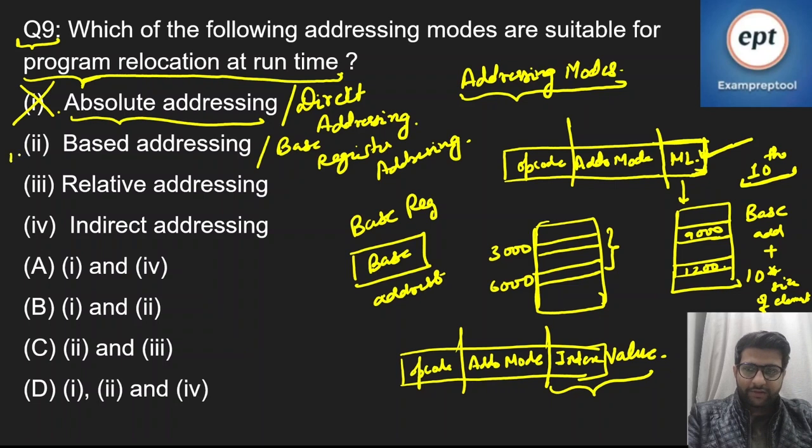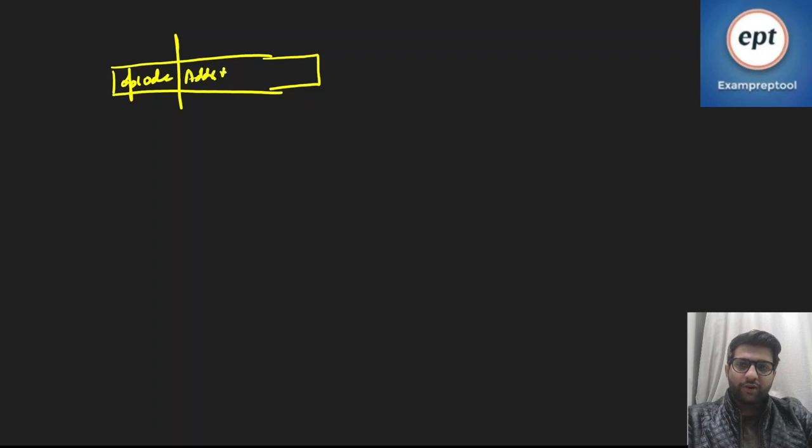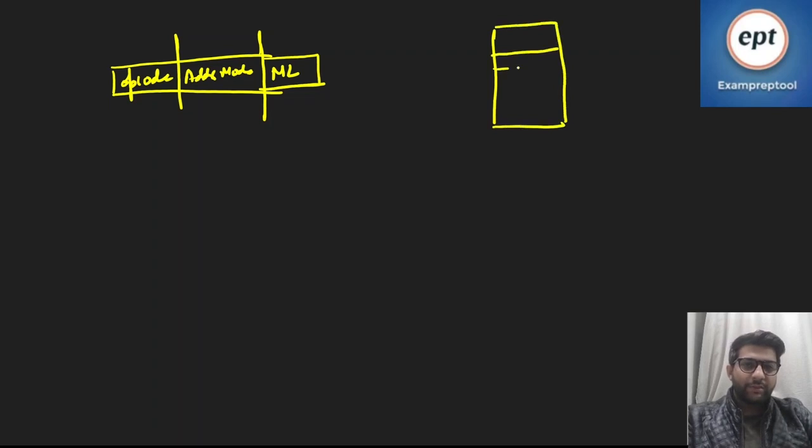So this is correct. The fourth option is indirect addressing. Again, we will have to change the values. Let me explain. If this is our instruction, we will have an opcode, the mode, and then a memory location. This memory location will store another memory location, and the operand will be stored at that memory location.